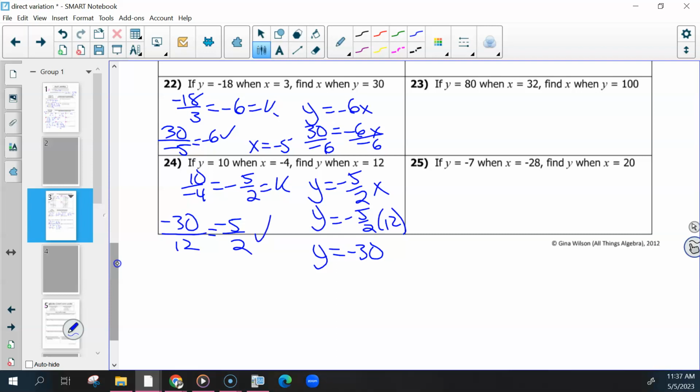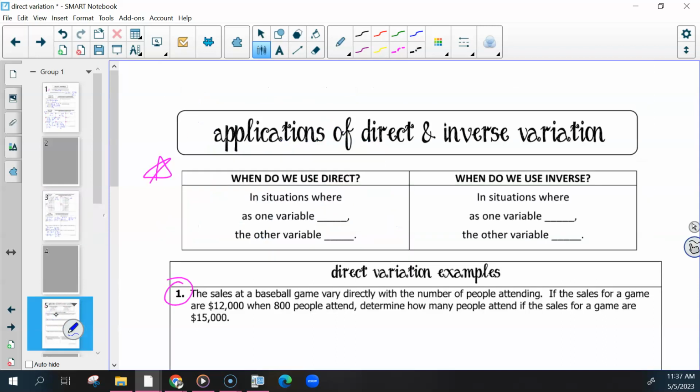Do we have any questions on the process on how we find the missing value? Go on to the next page. So, I know I have both. You only have this one. We'll talk about the next one here in a minute.